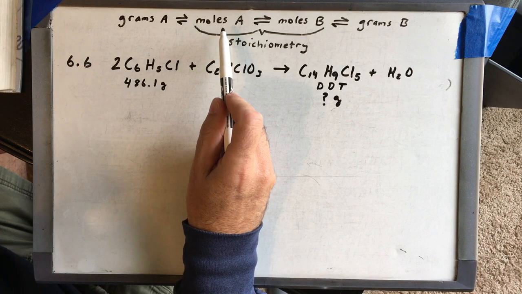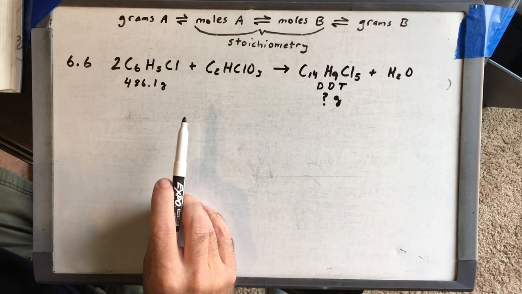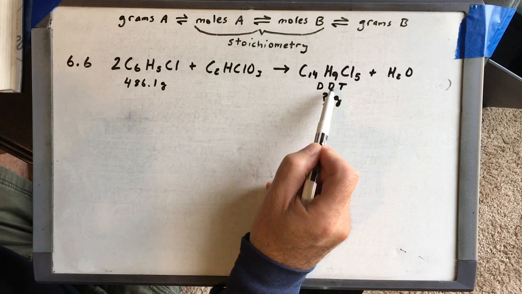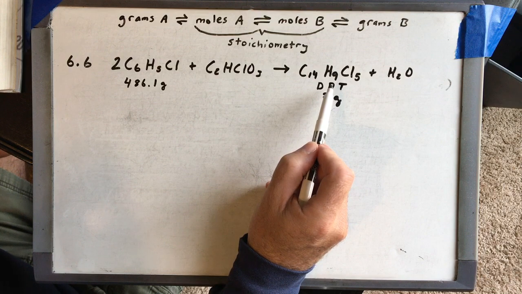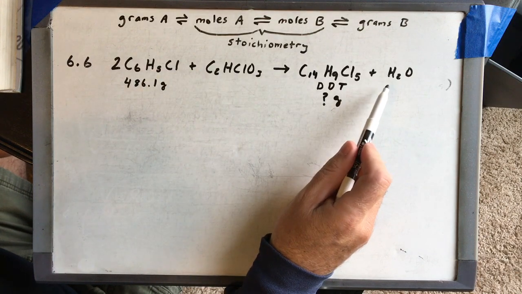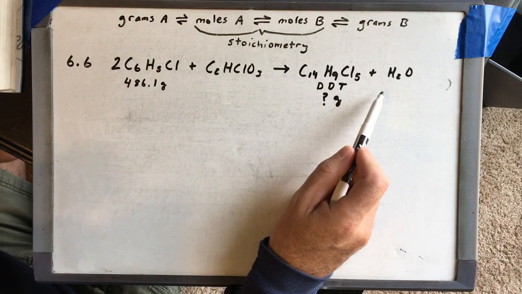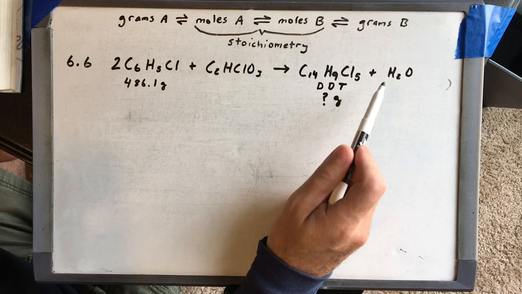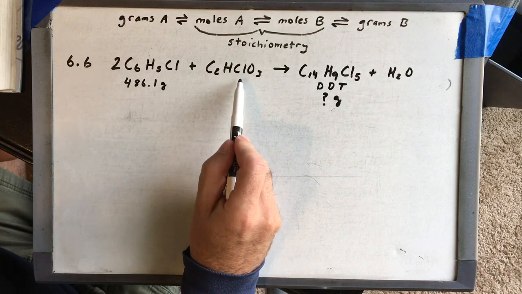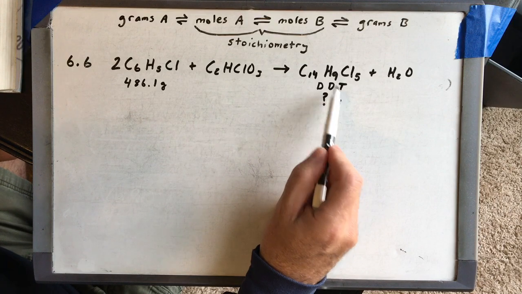So reading through 6.6, it says the insecticide DDT, okay, that's this. I went ahead and labeled it DDT, which is now banned because of its deleterious environmental effects, was manufactured with this chemical reaction. I wrote that out for you. If you need to pause the video to write this out, go ahead. If 486.1 grams of C6H5Cl are reacted with this reactant here, C2HClO3, how many grams of DDT will be produced?